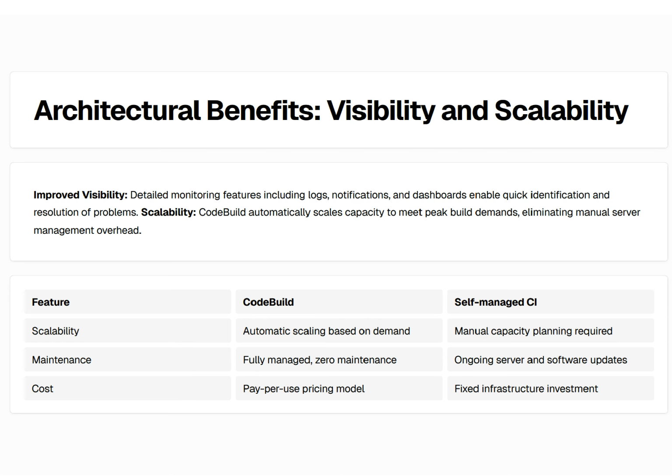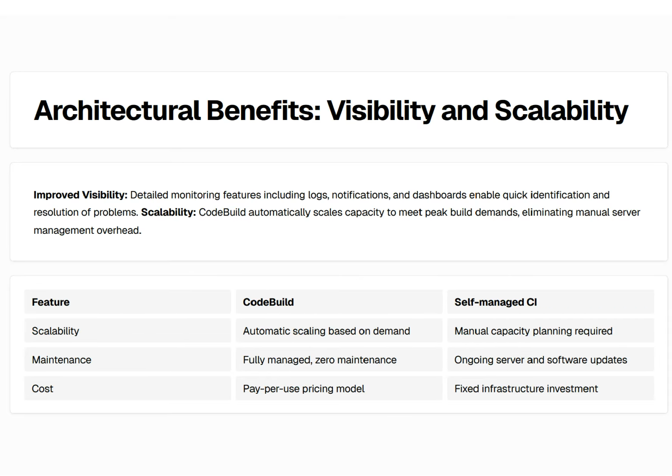So visibility and scalability, the next one, right? Detailed monitoring features including logs, notifications, and dashboards, so quick identification and solving. You can see the CloudWatch logs and SNS notifications for failure, success, or the situation. And then you can have a dashboard that shows you everything, like versions and the history of your process, right? Scalability: it automatically scales capacity to meet peak build demands, eliminating manual server management. So you don't need to get more resources; it will automatically scale, right?